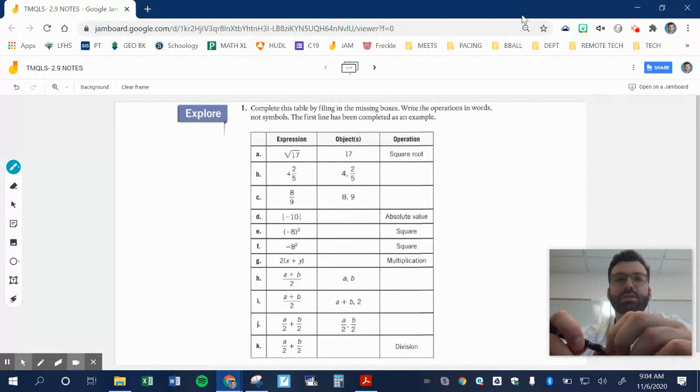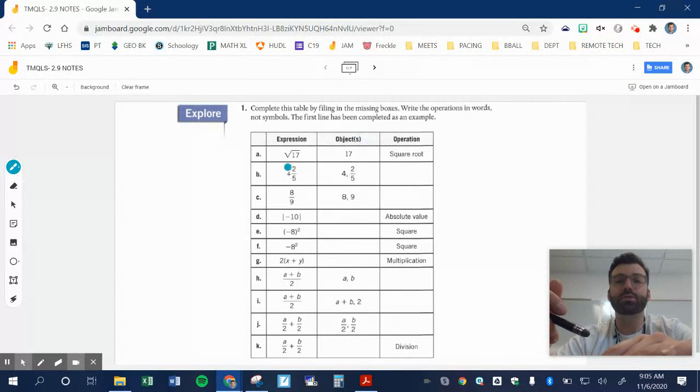All right, so for this first Explorer question, it says complete the table by filling in the missing boxes. Write the operations in words, not symbols. The first line has been completed. Here's the expression, square root of 17. The object is 17. The operation is square root. The square root sign is an operator, okay? We are telling you, hey, here's this number 17. Perform the operation of a square root, all right?